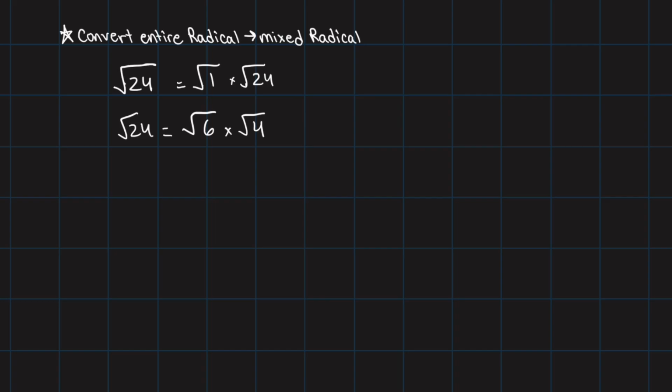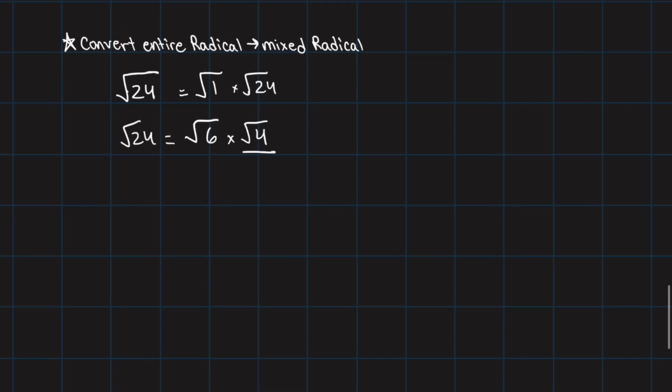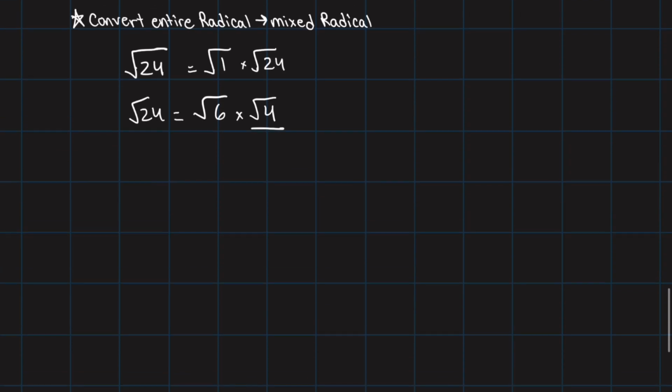Because 24, you don't know what the square root of 24 is. Or even if you do, it's not a whole number. So you can't really break that down. Same thing with 12. You're like, I don't know what the square root of 12 is. I don't know the square root of 8 is, or what 3 is. But you do know that the square root of 4 gives you a whole number. So then that gives you the square root of 6 times 2, because the square root of 4 is 2. And that is your mixed radical.